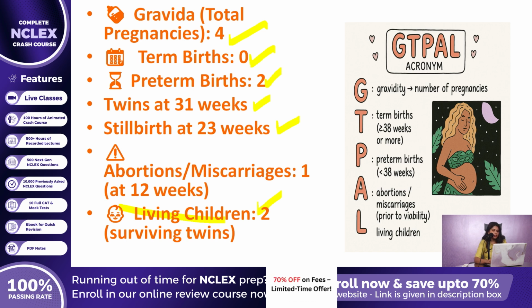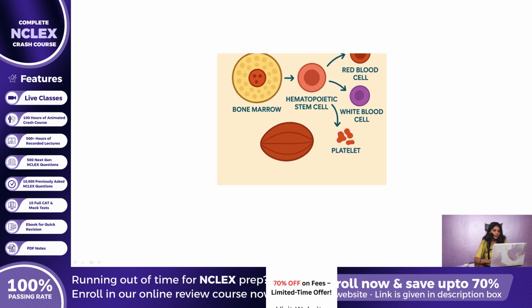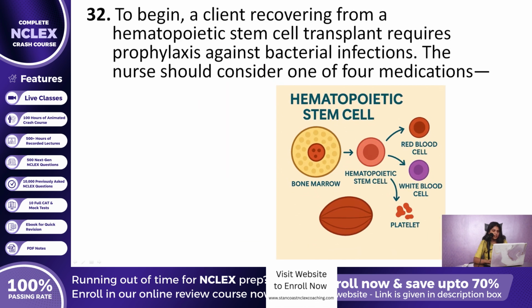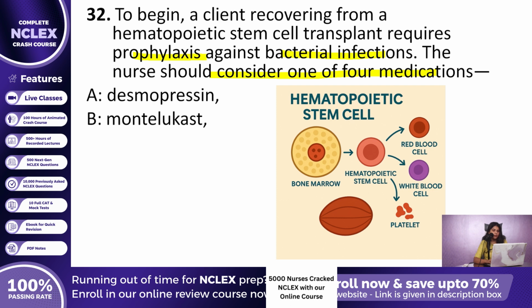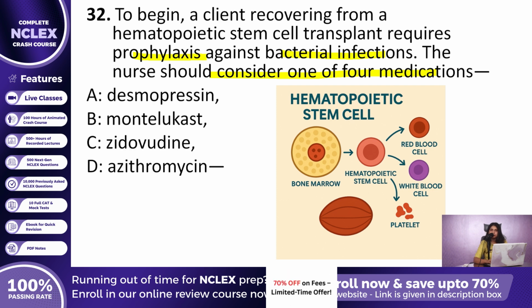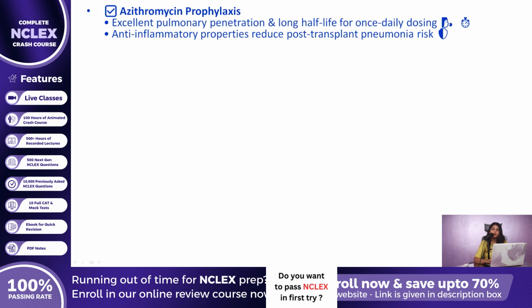gestational age. Question 32. To begin, a client recovering from a hematopoietic stem cell transplant requires prophylaxis against bacterial infections. The nurse should consider one of 4 medications: A, desmopressin, B, montelukast, C, zidovudine, or D, azithromycin, and the correct choice is D, azithromycin. After transplant, profound immunosuppression places clients at high risk for pneumonia from encapsulated or atypical organisms. Azithromycin's excellent pulmonary penetration, long half-life for once daily dosing, and anti-inflammatory effects make it ideal.